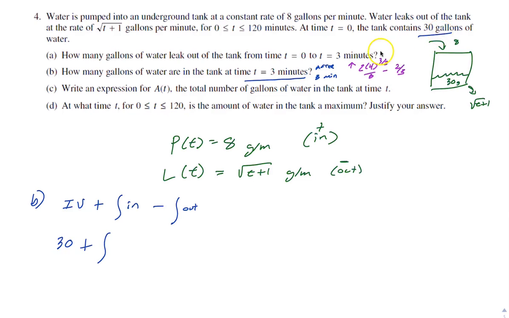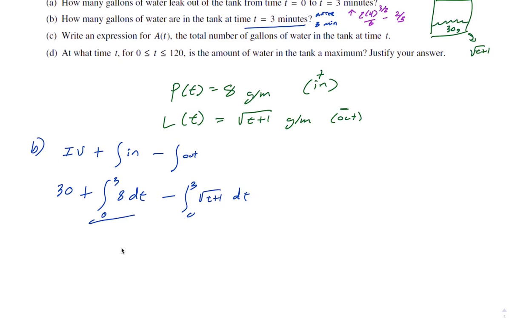The integral of in. In is this guy, just straight 8 gallons per minute, and we're doing that from 0 to 3, dt, minus what's out. So 0 to 3 of the square root of t plus 1 dt. We just have to integrate this. Now again, we actually just did this one right here, so I already have this answer. I have to figure out what this other answer is.